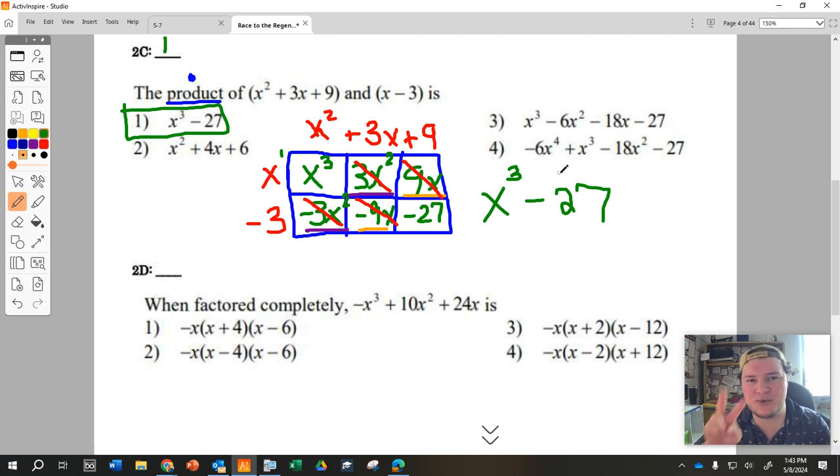Quick way to remember it. Product, boxes. 2 syllables. Product, boxes. Draw boxes. Product, boxes. Okay? Hope it helps. It might not.